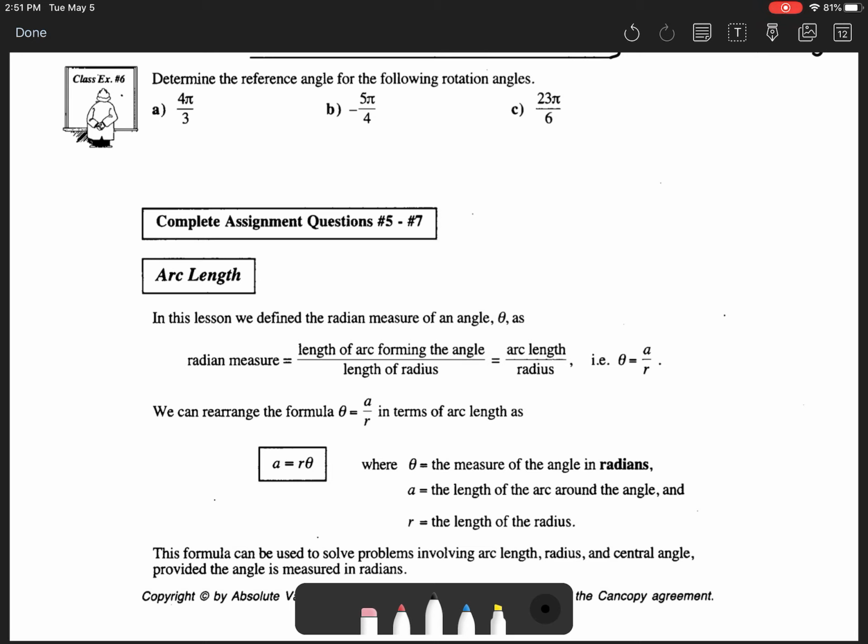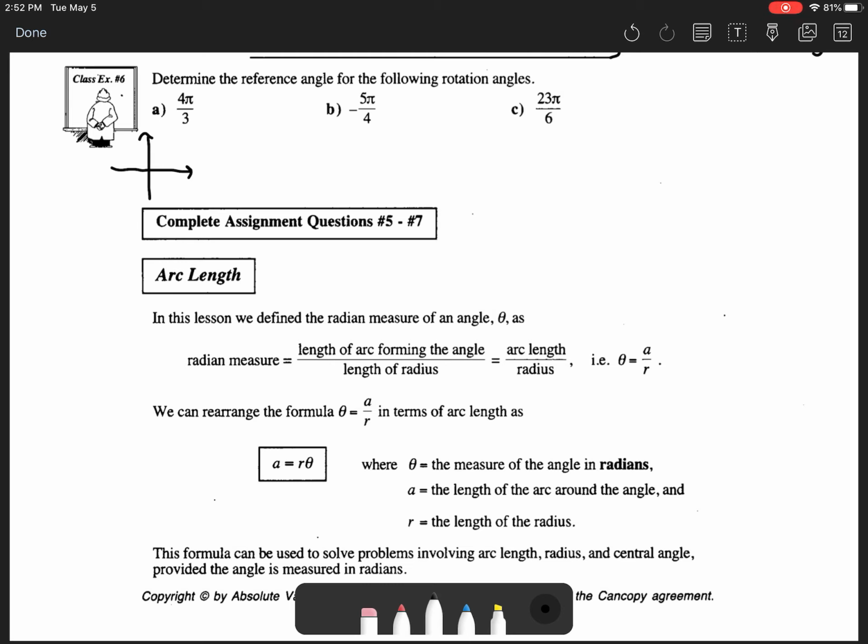Okay, next example, determine the reference angle. So for these rotation angles, remember the reference angle is always between the terminal arm and the closest x-axis. So what I would want to know is for these examples, and again, remember, I like drawing things out, where these rotation angles are.